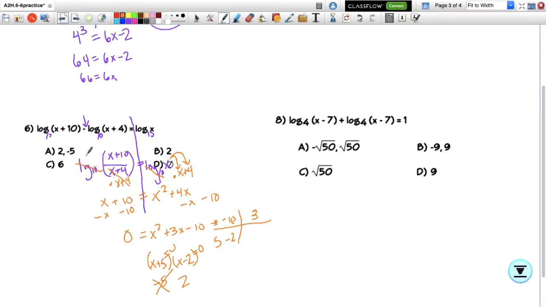Now I'll try 2. 2 plus 10 is 12. 2 plus 4 is 6. A 2 here. All of those were positives. That means my only solution is going to be 2. I have 2 problems left.